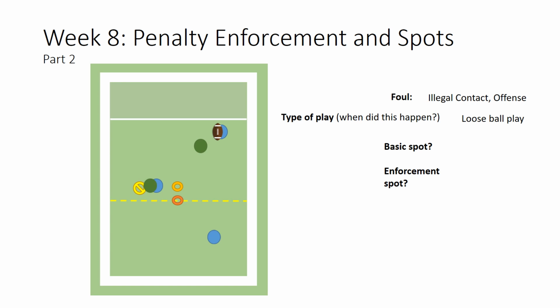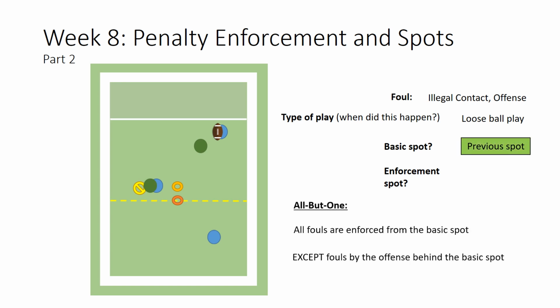Now that we've determined the type of play, we need to determine the basic spot for that type of play. For a loose ball play, the basic spot is the previous spot. Our all but one principle says that we're going to enforce everything from the basic spot unless the offense fouls behind the basic spot. The basic spot is our previous spot, that dashed line, the line of scrimmage, and we see that the foul occurs ahead of it. So our exception does not apply here, and we can enforce from the basic spot. Therefore, our enforcement spot is the previous spot.